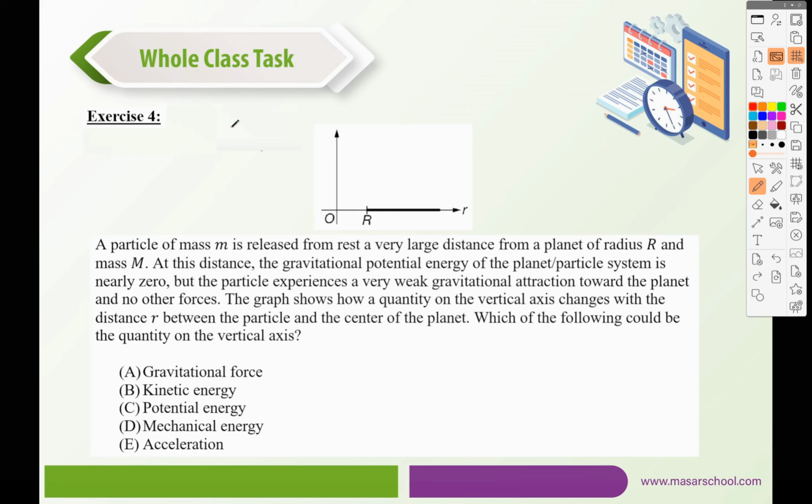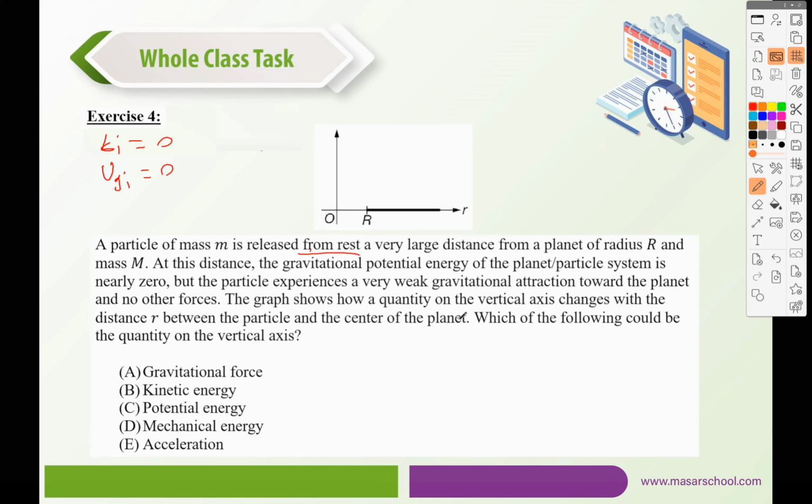Exercise 4. A particle of mass m is released from rest, so the initial kinetic energy is 0, at a very large distance from a planet of radius r and mass M. At this distance, the gravitational potential energy of the planet-particle system is nearly 0. So the initial kinetic energy is 0 and the initial gravitational potential energy is 0. But the particle experiences a very weak gravitational attraction toward the planet and no other forces.